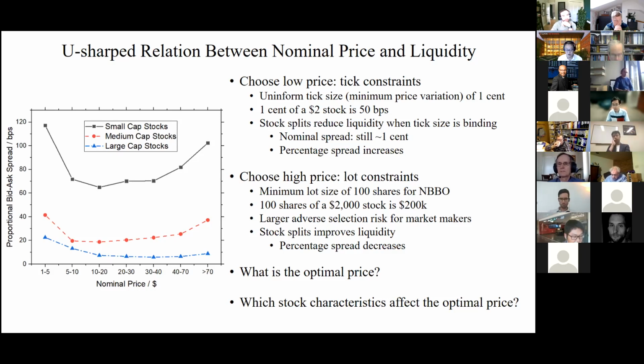So what are the research questions? The first question is, what is the optimal price? Second, which stock characteristics affect the optimal price? Here you can see another pattern. It seems like large stocks should have a higher optimal price, but it's not by coincidence. Later, I will explain to you why.